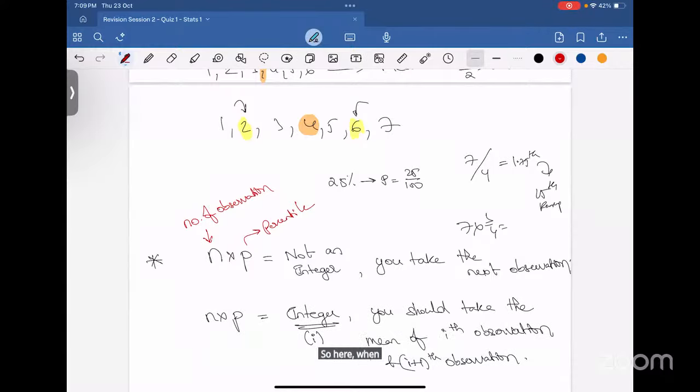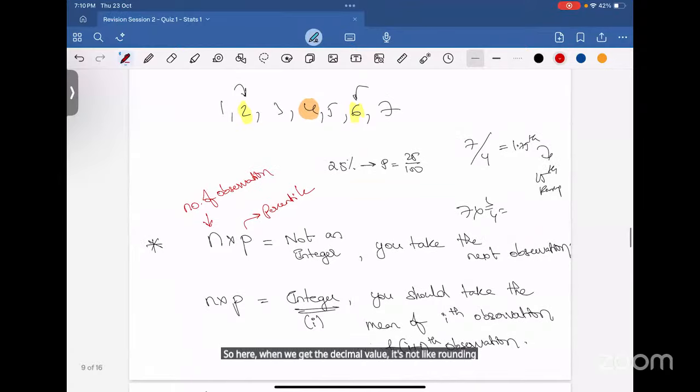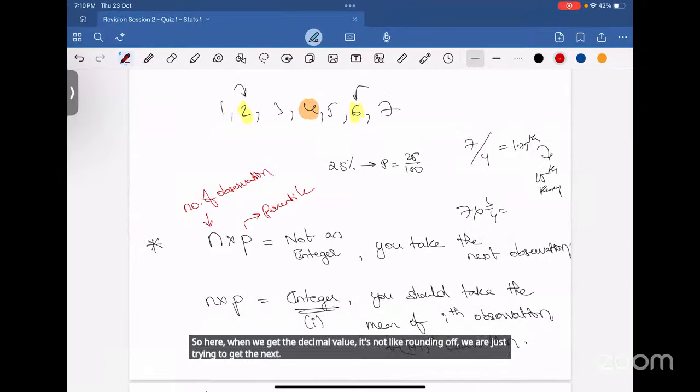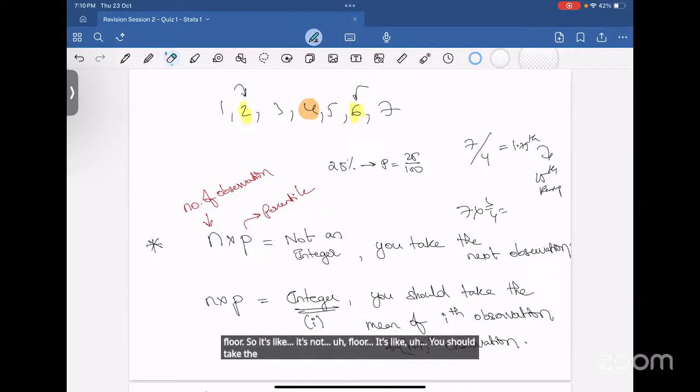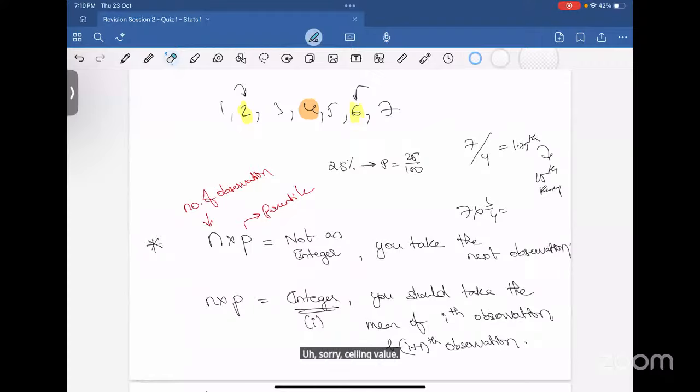So here when we get the decimal value, it's not like rounding off. We are just trying to get the next highest integer. If you know the floor function, right? How many of you know floor? It's not floor. Anything 1.01 also goes to 2. That's the ceiling value. So you think of it like the ceiling value. You take the next observation, not the one below. You go to the next one.